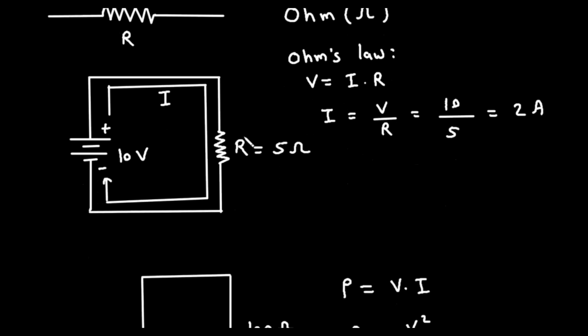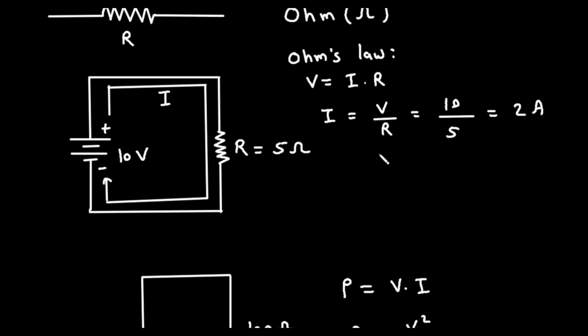Then let's say this is a circuit and this is a voltage source of 10 volt and this is a resistance of 5 ohm. So we can find the current by using Ohm's law like this. I is equal to voltage upon resistance, so it is equal to 10 by 5, and it is equal to 2 ampere. So as we increase the value of resistance, the current will decrease.